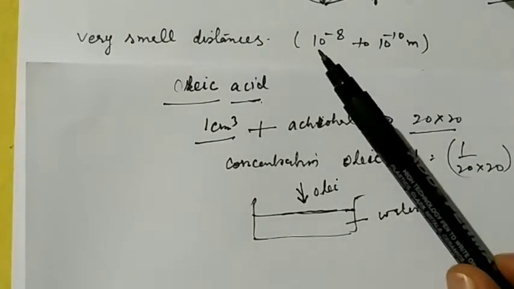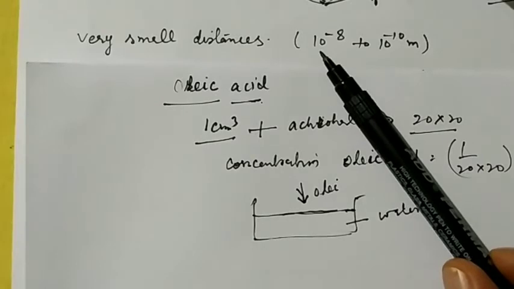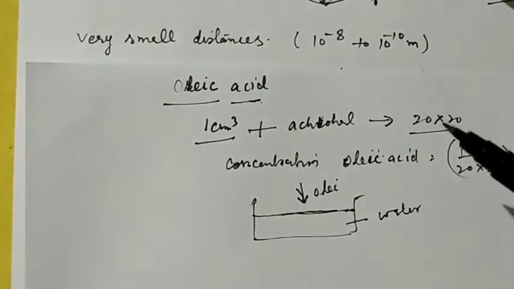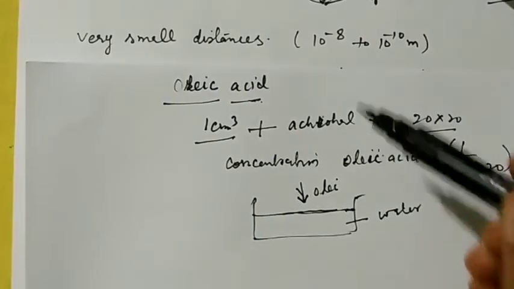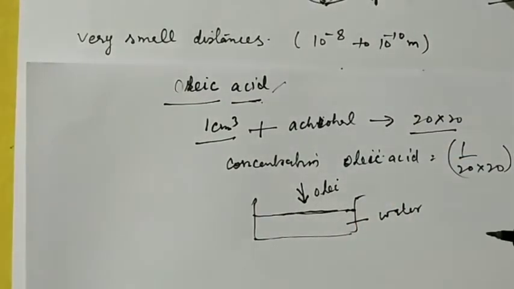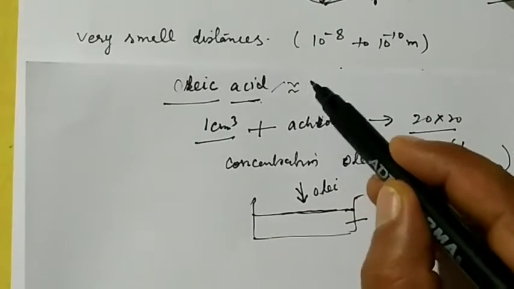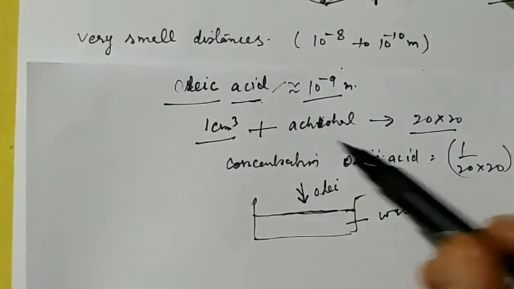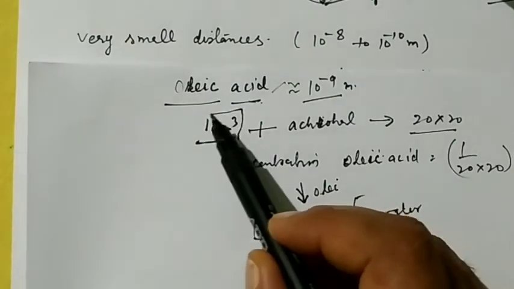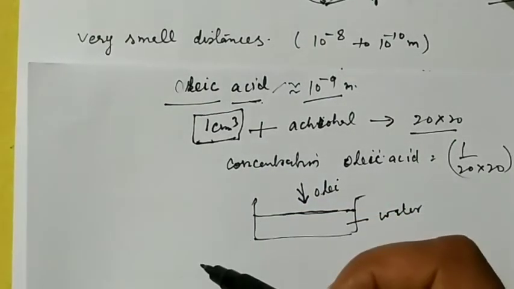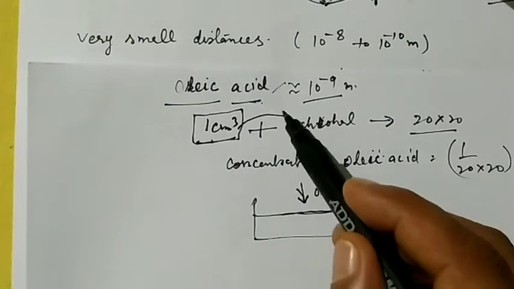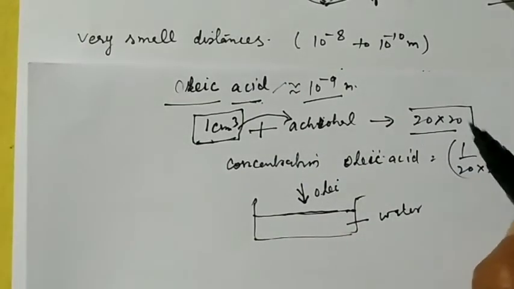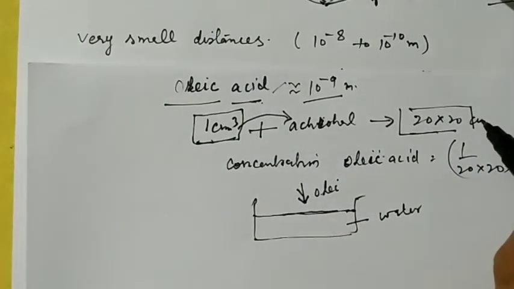Now, very small distances. For distances which are very small, approximately 10 raised to power minus 8 to 10 raised to power minus 10, we use this method. Let us discuss it with one example, that is oleic acid. Oleic acid's diameter is approximately 10 raised to power minus 9 meter. So what we do is we take a solution of oleic acid of 1 centimeter cube and mix it with alcohol, so that our solution becomes 20 by 20 centimeter cube.